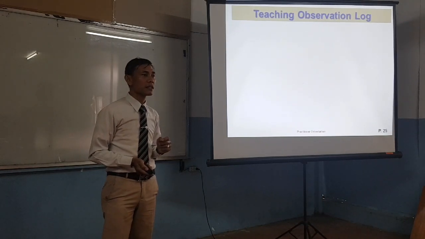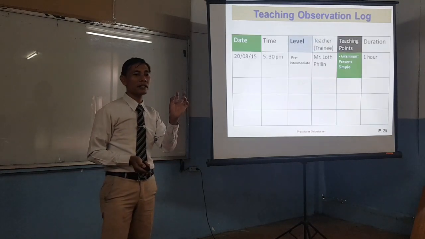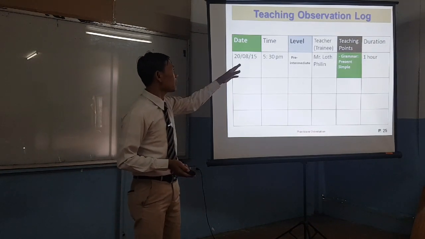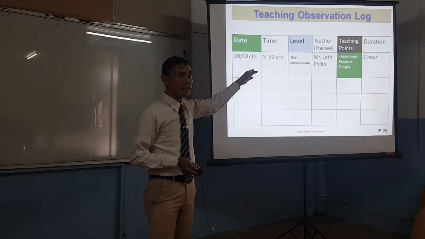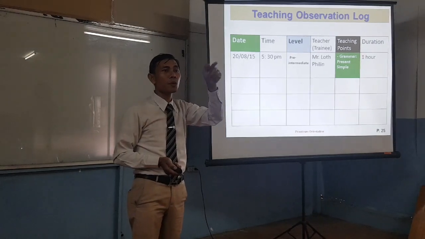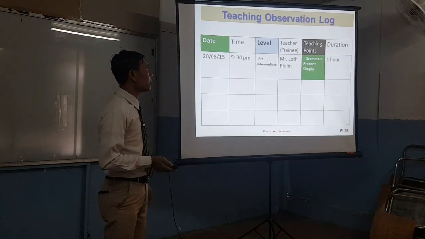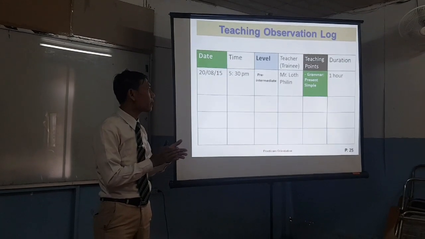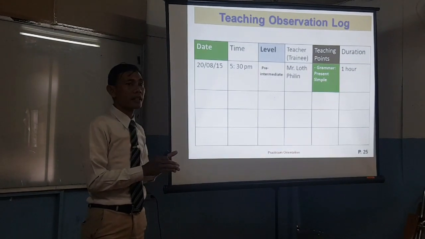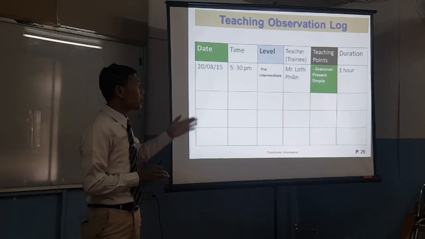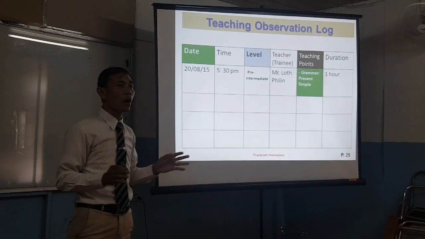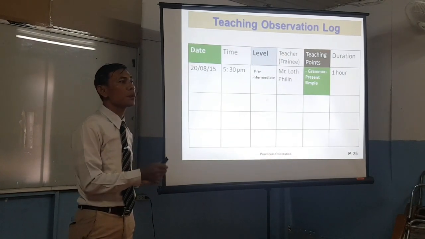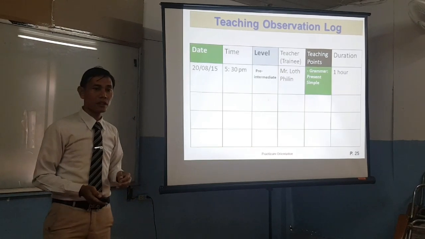What does log mean? Log is like a small record. Talking about this table, it includes time, level, teacher, trainee. Not your supervisor, but the trainee, right? You are the teacher. So the trainee name, teacher name here, and the teaching point, the point that you have to teach in a day in your lesson plan, all right? Based on the teaching point, that is the special point in your lesson, and then the duration, 60 minutes or 1 hour, all right? This is the teaching observation log. So all trainees have to complete these tables, yeah, and insert them into your practicum folder. Yes. This is short to save our time. Go to the next one.